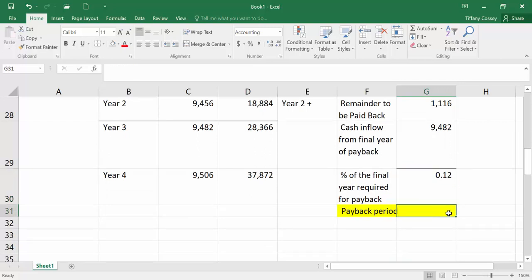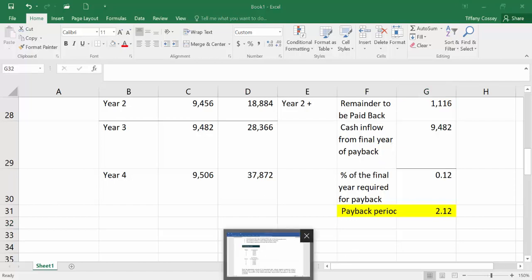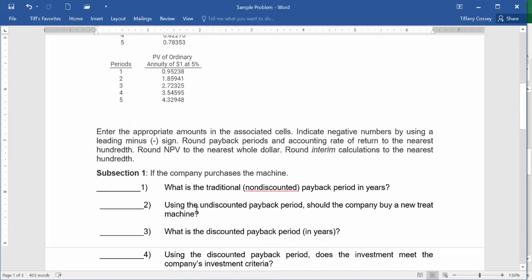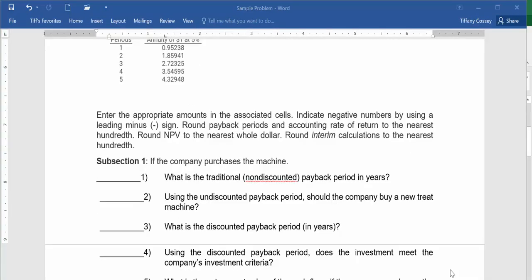So the payback period here is going to be 2 years because that's where we determined the break was, plus the 0.12 from the third year. So it takes 2.12 years for it to pay back if we're using the discounted cash flows. When we go back to the problem and we look at the questions, what is the discounted payback period in years? 2.12 years. Using the discounted payback period, does this investment meet the company's investment criteria? No, it's over 2 years. Then we look at problem 5.